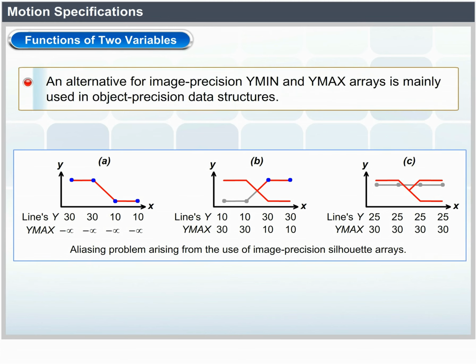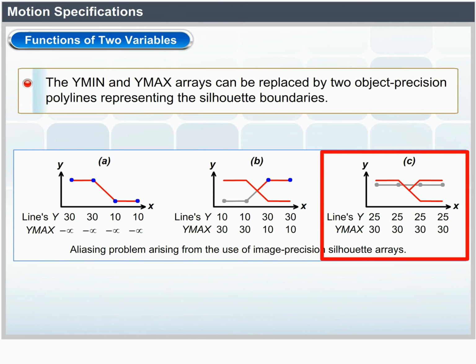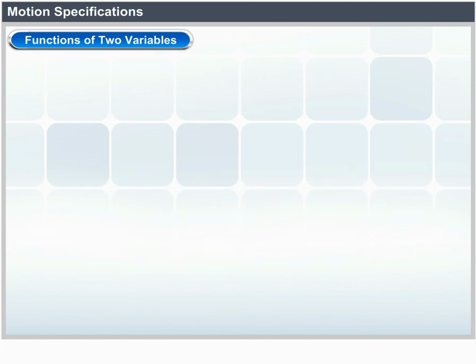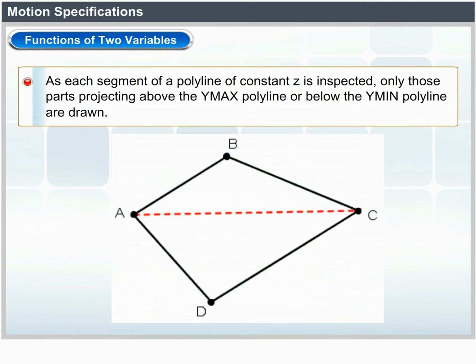An alternative to image precision Ymin and Ymax arrays is to use object precision data structures. The Ymin and Ymax arrays can be replaced by two object precision polylines representing the silhouette boundaries. As each segment of a polyline of constant z is inspected, only those parts projecting above the Ymax polyline or below the Ymin polyline are drawn.